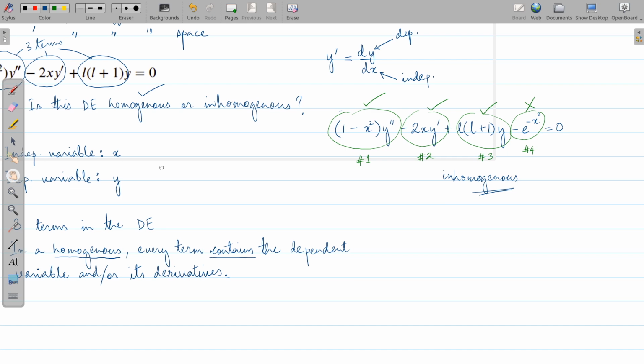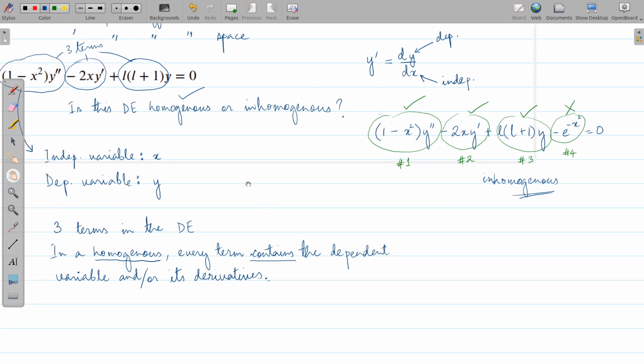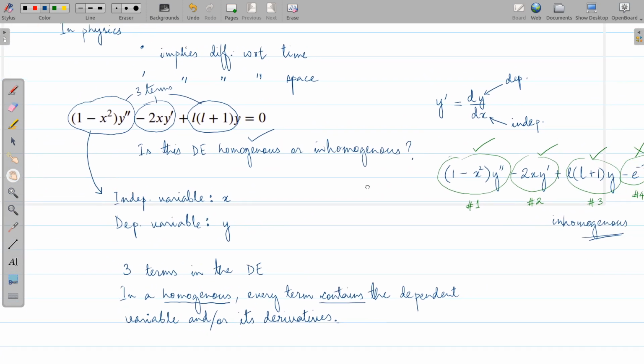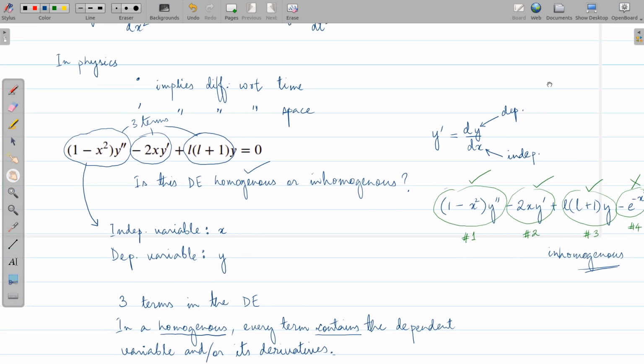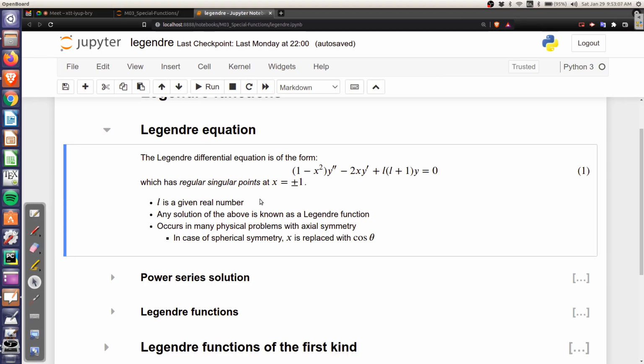Is this clear, everyone? Okay, so now you know how to distinguish between homogeneous and inhomogeneous differential equations. So the Legendre differential equation is a homogeneous differential equation, right? Now this has got regular singular points. The Legendre differential equation has got something called a regular singular point.